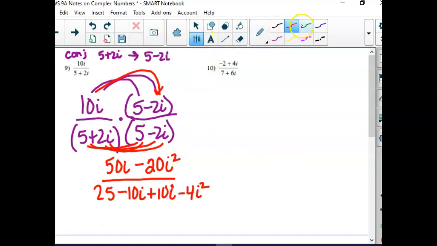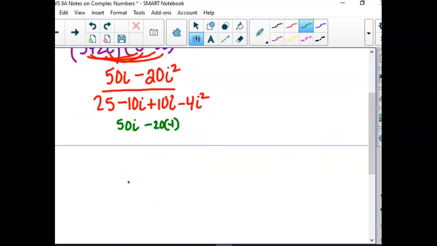Okay, on the top, what is a negative 20 times a negative 1? This is going to become a positive 20 when we multiply them. Sorry, let me just rewrite it. So we end up with a 50i and a negative 20 times negative 1, which would become a 20 and a 50i. Now, I switched the order because eventually we want that a plus bi form, so I put the 20 out front.